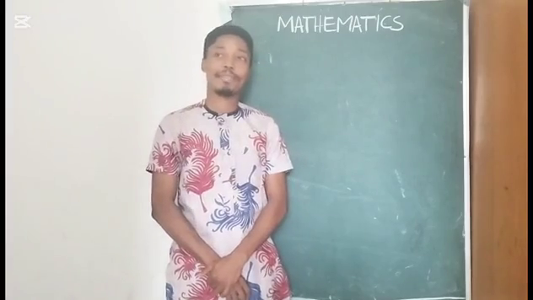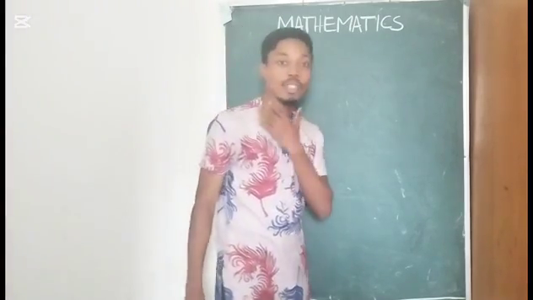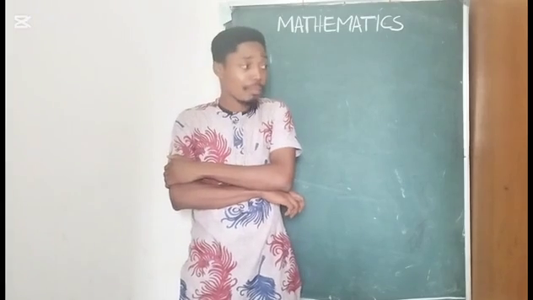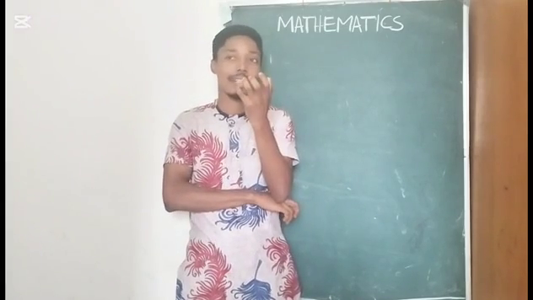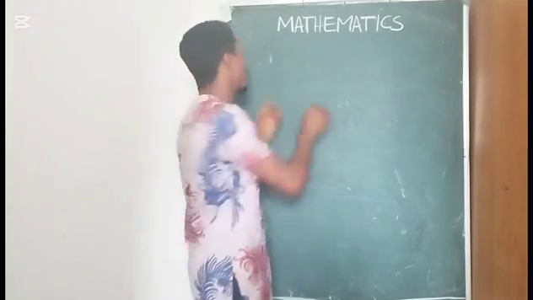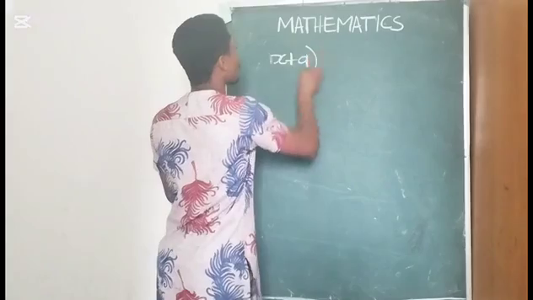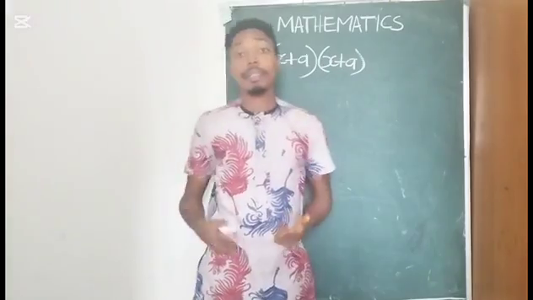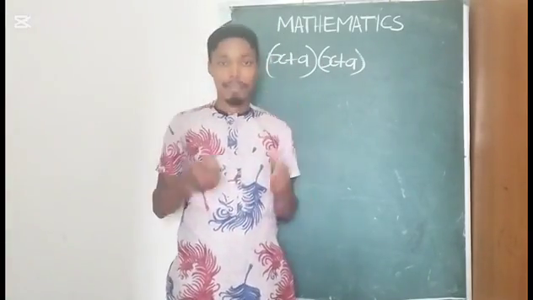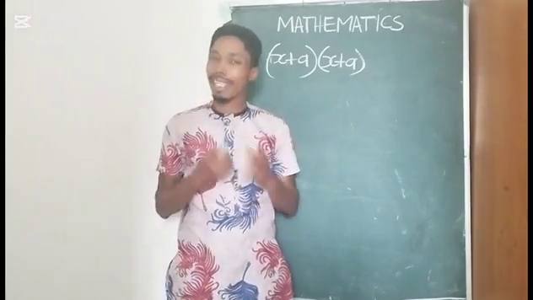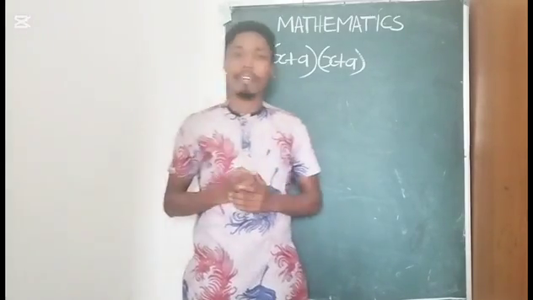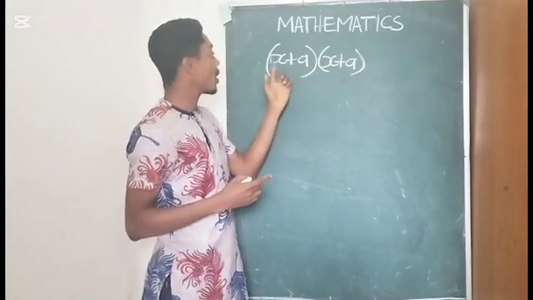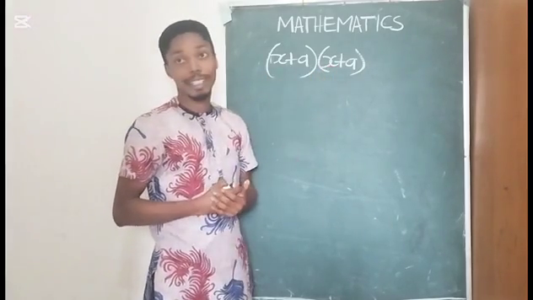Today we're going to look at perfect squares in quadratic expressions. It's important to note that when a quadratic expression which is a perfect square is factorized, the factor becomes (x + a)(x + a).